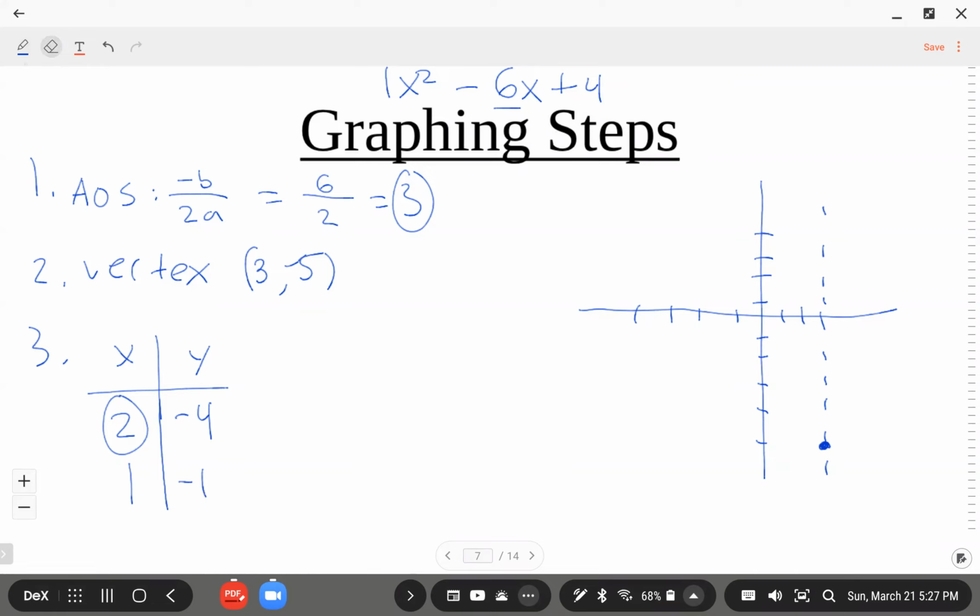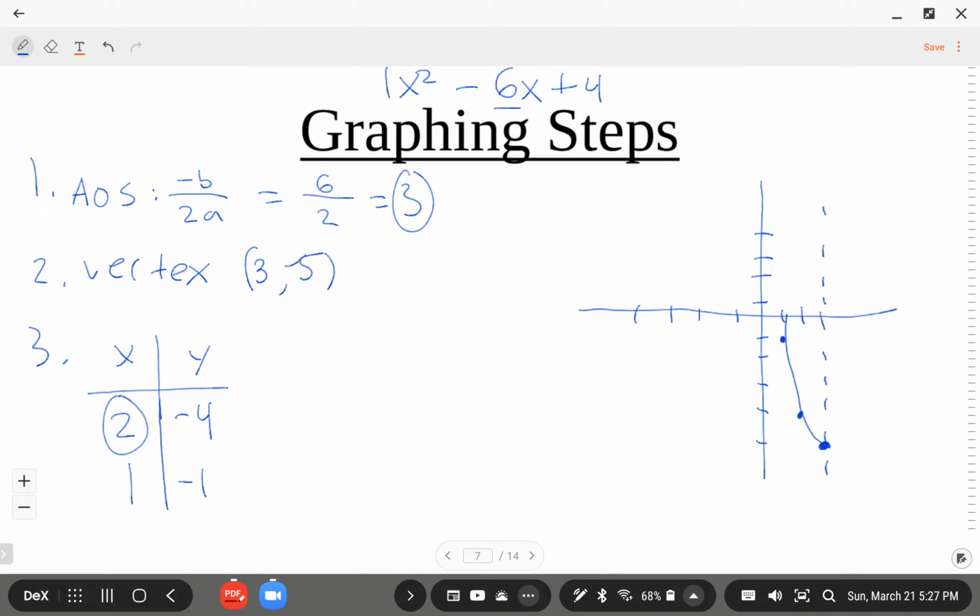So let's just graph these points right here, and we'll be done after we're done graphing. So these are our 2 points, and this kind of makes this, okay? That's not a U, that's not a parabola.